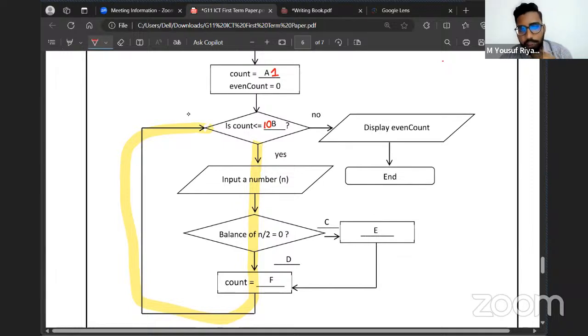The reason is that the first time the repetition happens, the value of count is going to be 1. And then I want the instructions inside, that is, to get the number from the user and to check if the number is even, and I'll explain the remaining statements in a while. I want to make sure that the instructions we have inside will be repeated 10 times, because we want 10 numbers from the user.